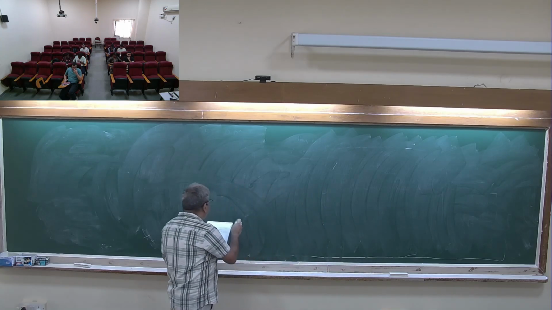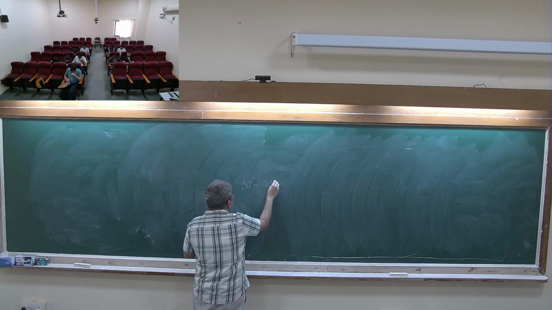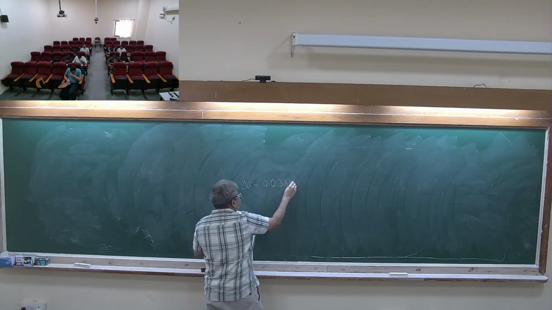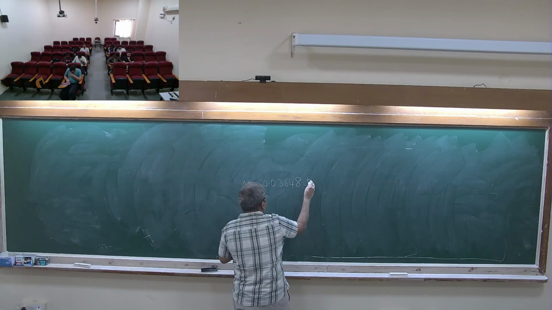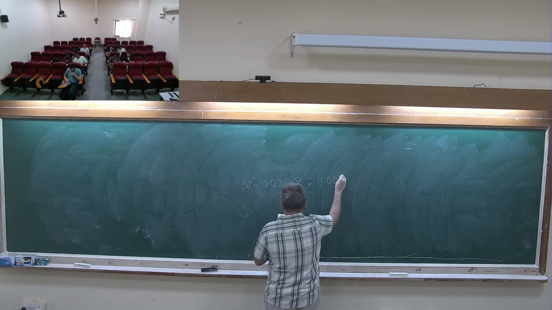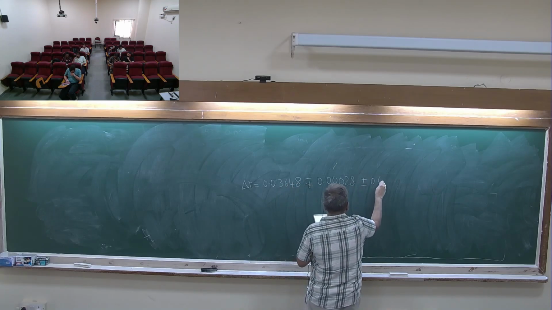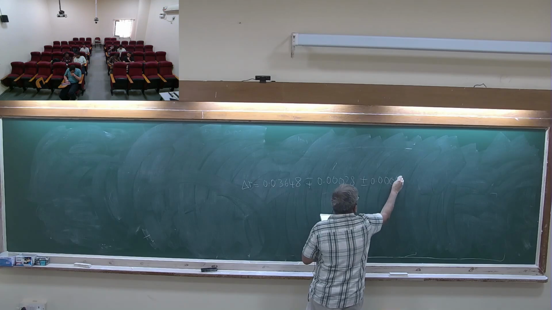I will just write down the delta R value so that we'll see 0.03648 plus minus 0.00028 plus minus 0.00013.